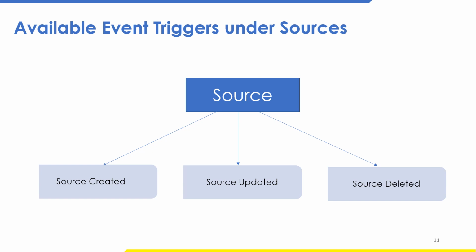Source account created fires after a source is created in the tenant. Source updated event occurs when configuration changes are made to a source, and source account updated fires after a source is updated. The source deleted event occurs when a source is successfully deleted via the API or admin UI. And this triggers when a source is deleted from the UI.